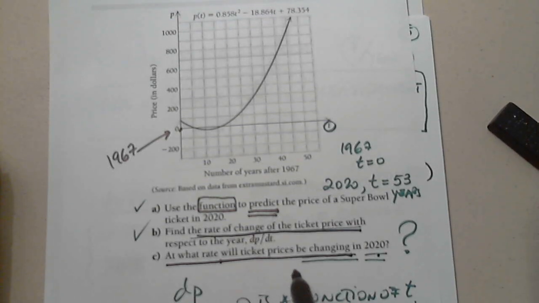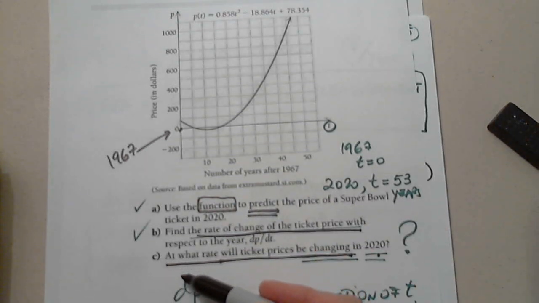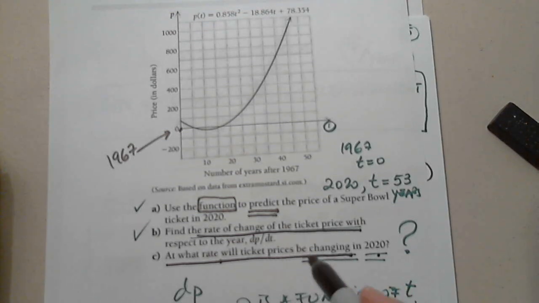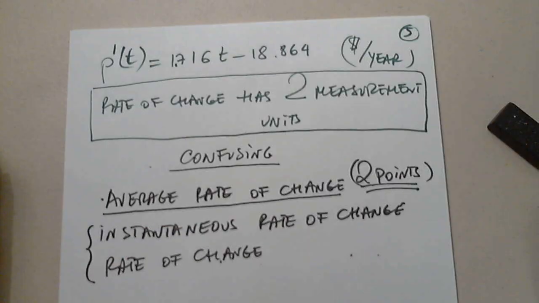So what am I asked to find now? Here I was asked to predict the price. But here I'm asked, what is the rate at which the price is changing in 2020? What am I asked to find now? Anyone, please.